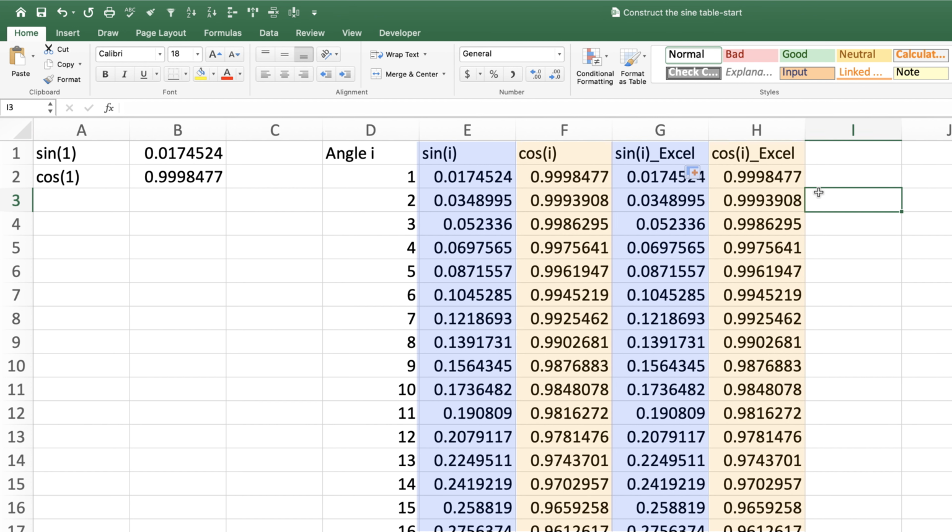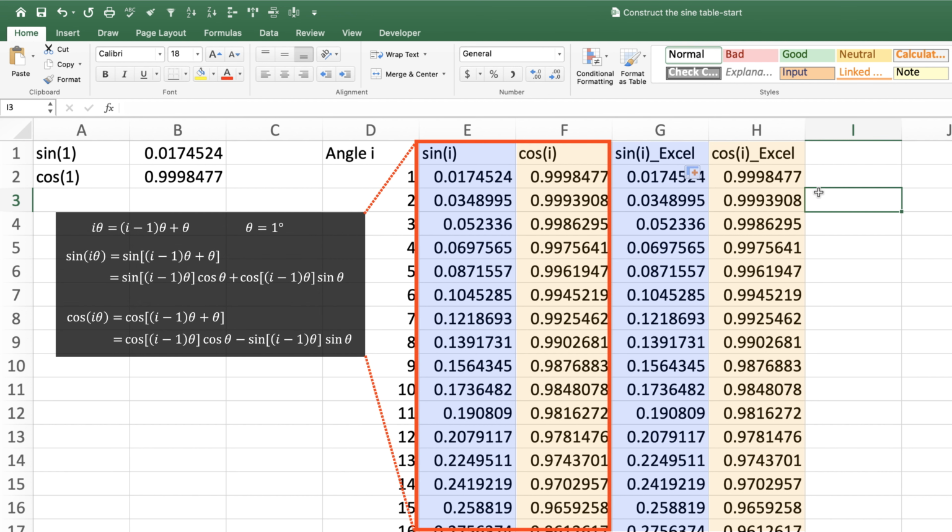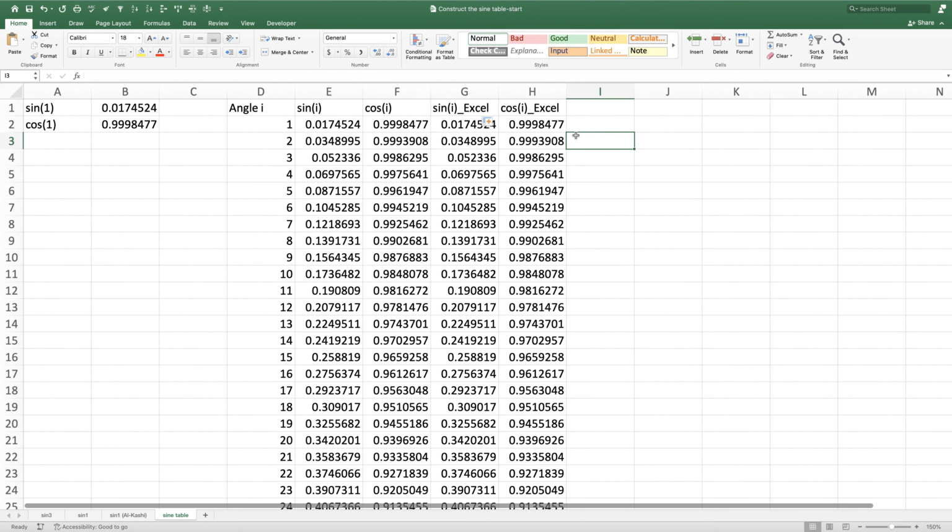But remember, we're using two completely different formulas. Our calculation is based on this combination formula versus the Excel formula. Using a computer, it's pretty easy to construct the table. But can you imagine doing them manually?